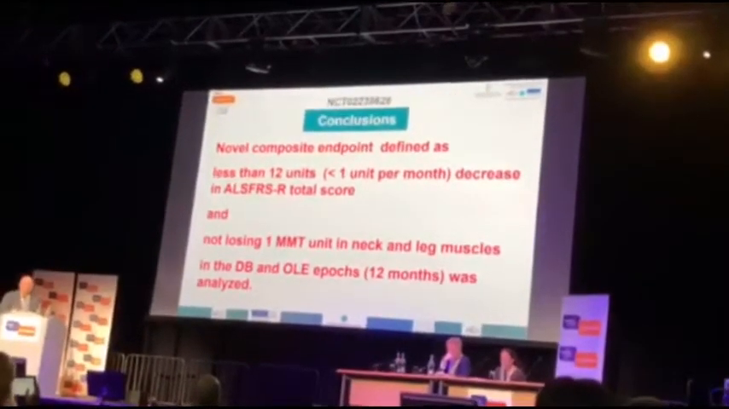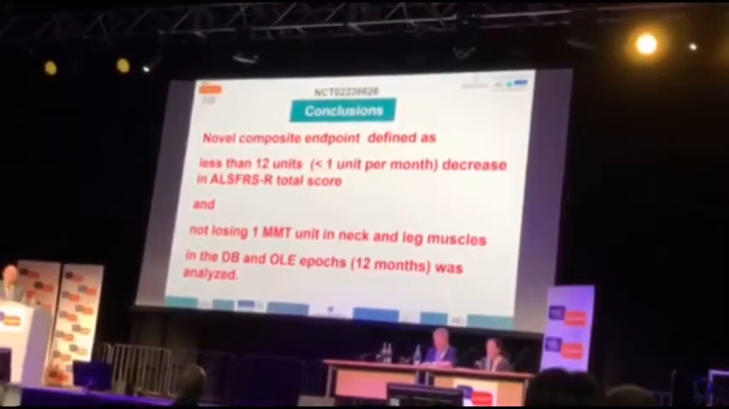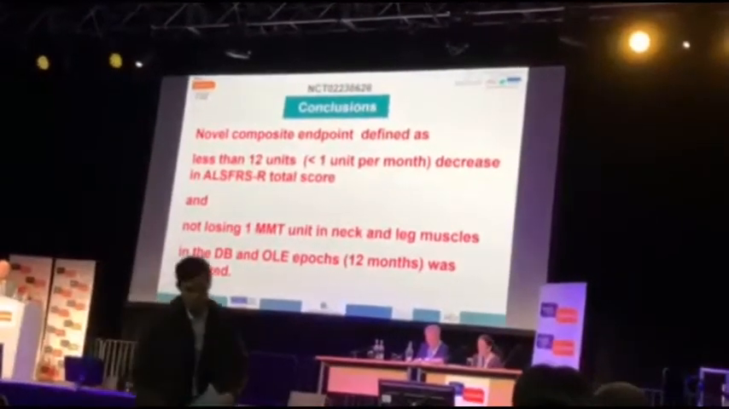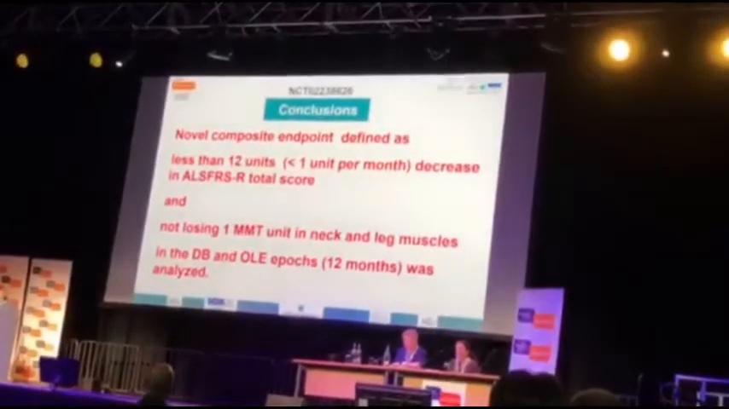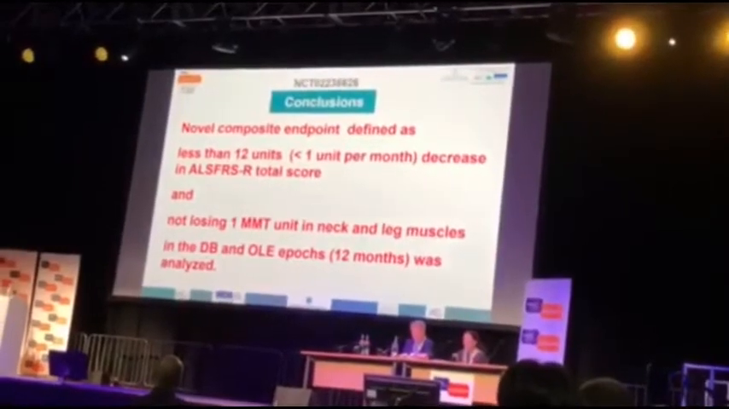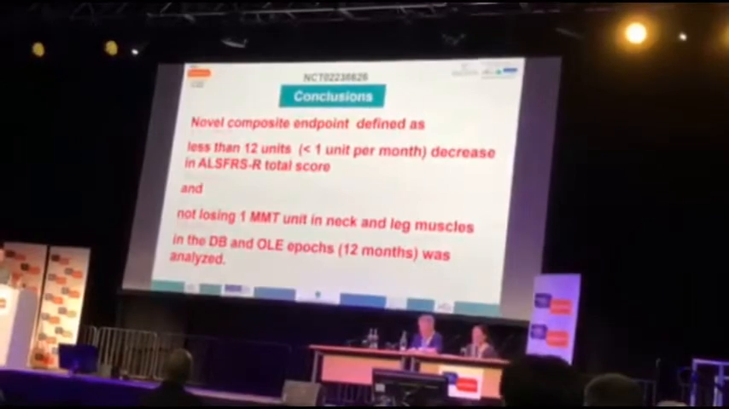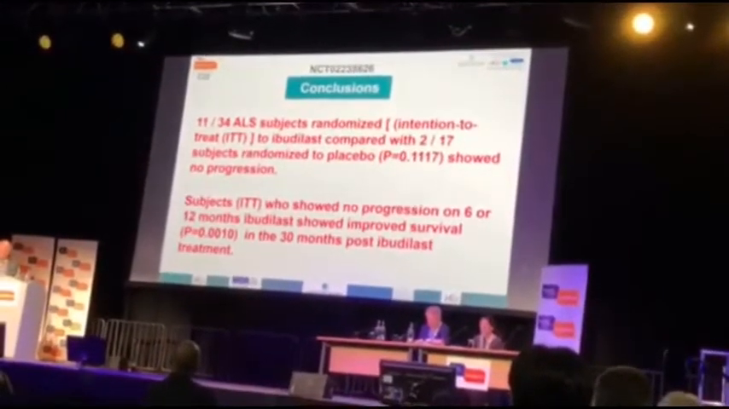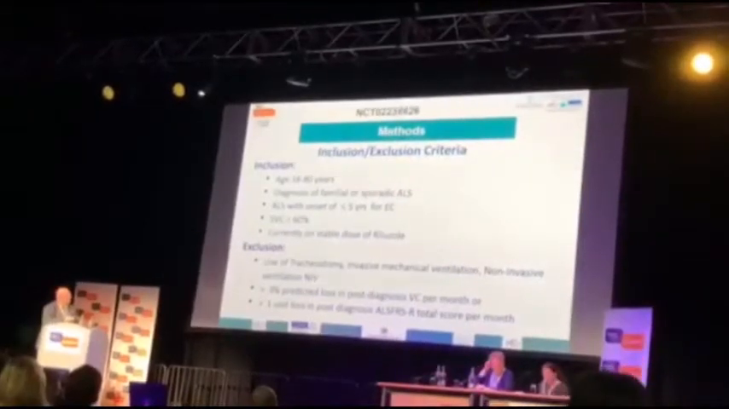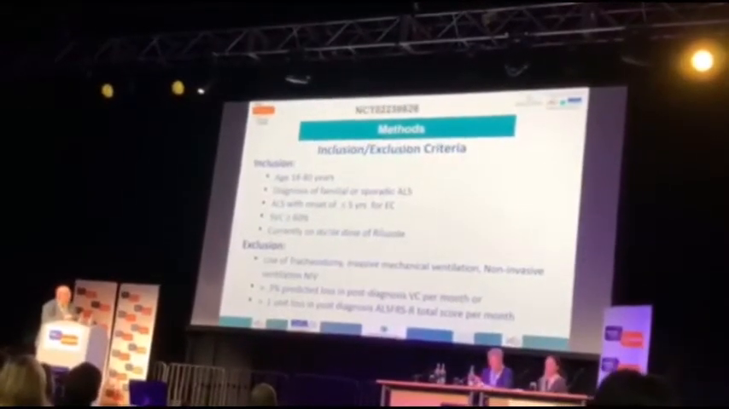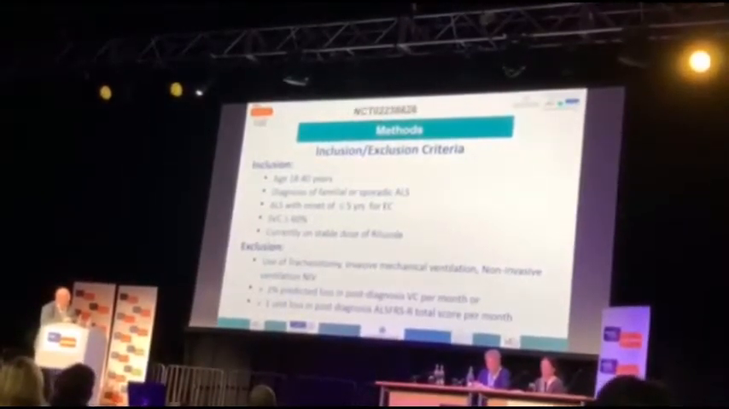So in conclusion, we have a novel composite endpoint defined as less than 12 units, less than 1 unit per month decrease. We had required that going in, and not losing one muscle point in neck and leg muscles in the double-blind open-label epic. 11 of 34 patients randomized intention to treat, greater than 60%. On a stable dose of riluzole, we were looking at co-therapy. We excluded tracheostomy and mechanical ventilation.